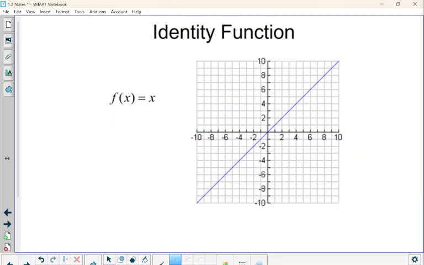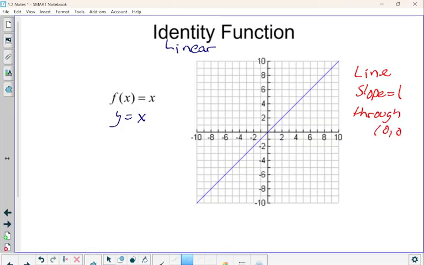Identity function, you can also call this a linear function because it's f of x equals x or y equals x. So what are the things about this that are really important I would need to see? Well, it's a line with a slope of 1 through the origin. So it actually goes through 0, 0, and as you can see, it's got a slope of 1. So linear or identity function is y equals x, f of x equals x. It is a line, slope of 1, goes through the origin 0, 0.